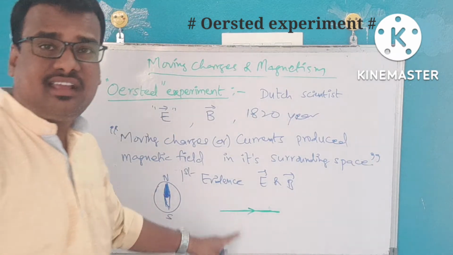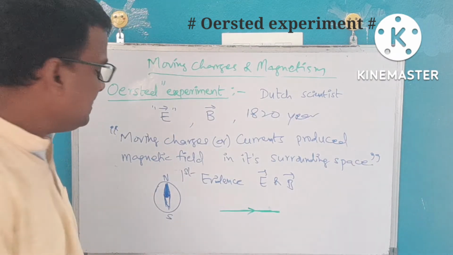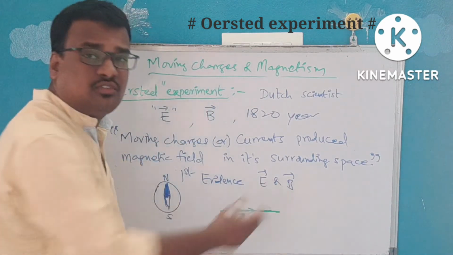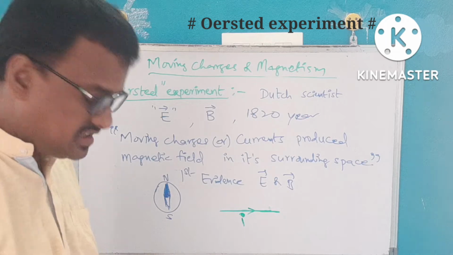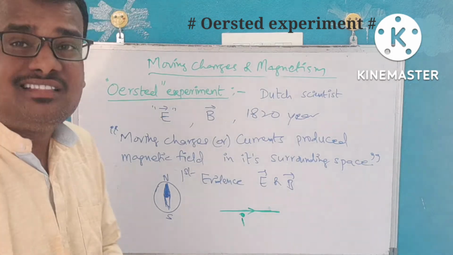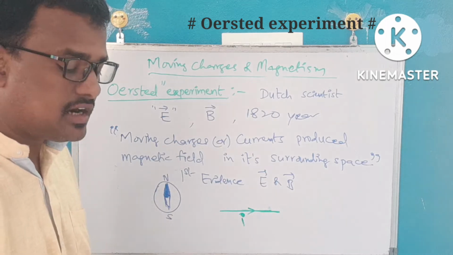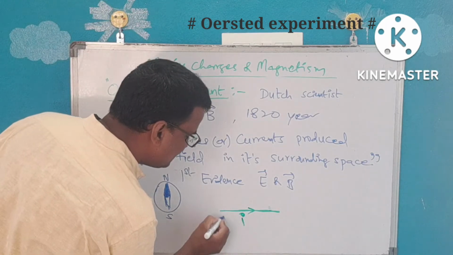Here, if we take a current carrying conducting wire and the current I is passing through this wire, then a magnetic field is generated everywhere in the surroundings of that wire, like this.